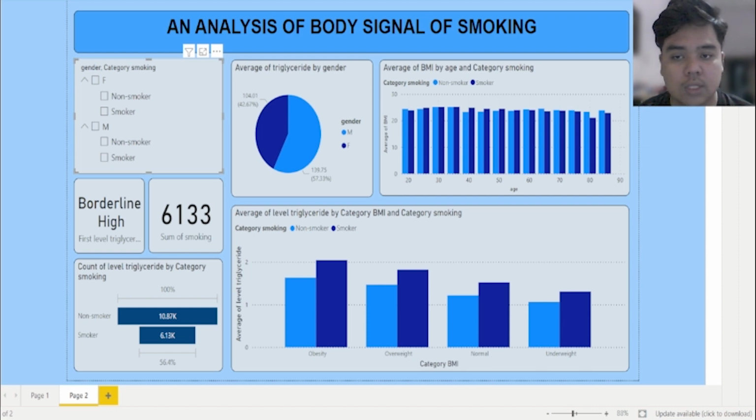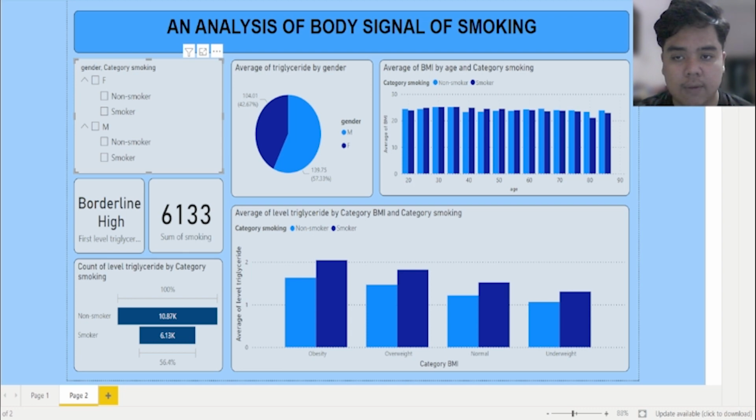The next graph, graph B, presents the average of BMI by age and category of smoking, which answers the first research question: is the category of BMI affected by the category of smoking? We can see that the highest average BMI for both smokers and non-smokers is at the age of 30. The lowest average BMI for smokers is at the age of 80, and for non-smokers at the age of 40. We can conclude that smoking affects the BMI of people.